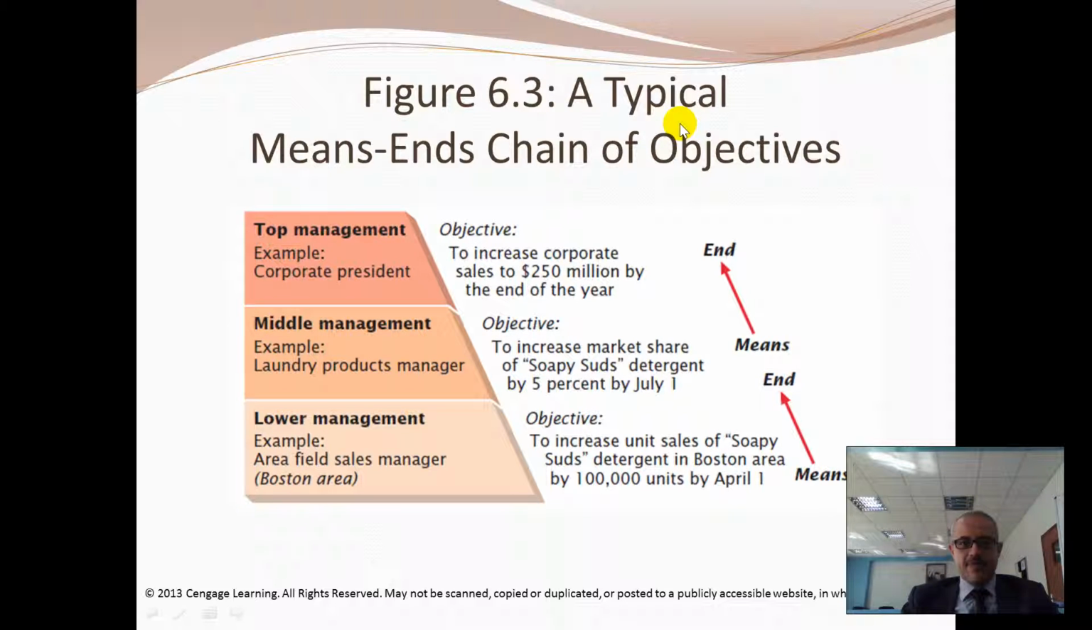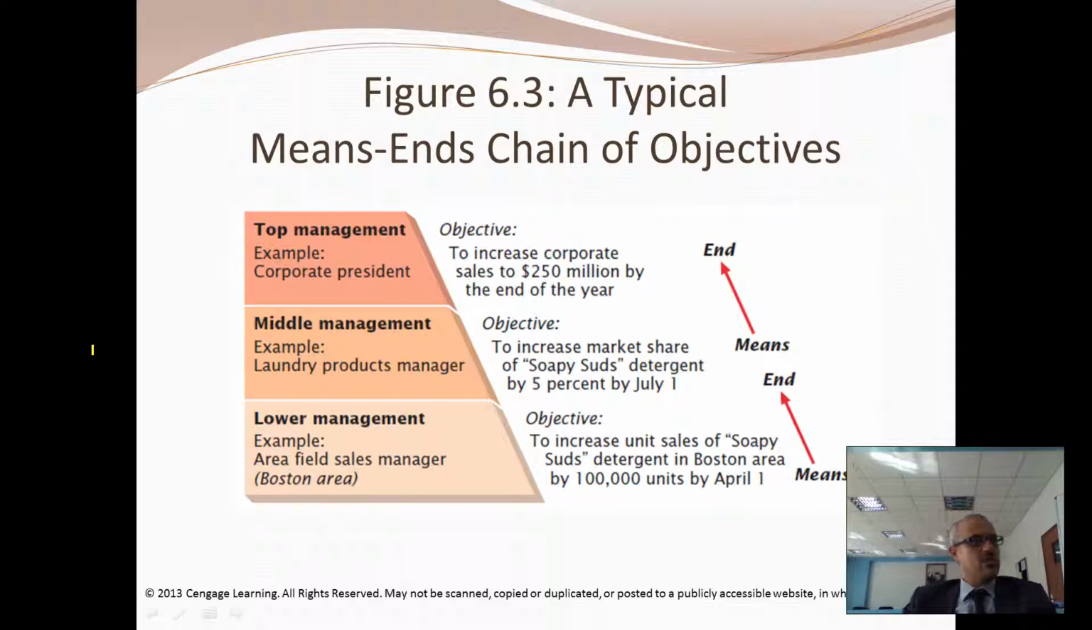This is another example of top management, middle management, and lower management. Maybe the top management goal is to increase corporate sales to 250 million by the end of this year. And then, what are the means? The means to achieve that would be to increase the market share of the Soapy Stud, one of the products they have, a detergent, by 5% in April. That will be done by the middle management. And then the lower management may increase unit sales of the Soapy Stud in the Boston area by 100,000 units by April 1st. Does this seem reasonable?